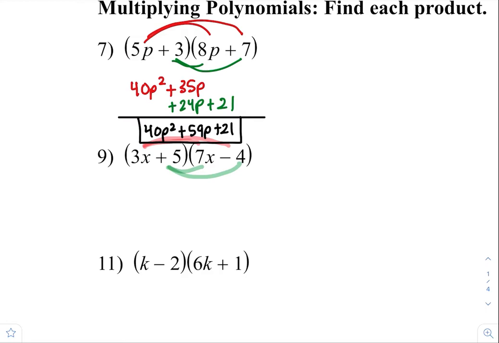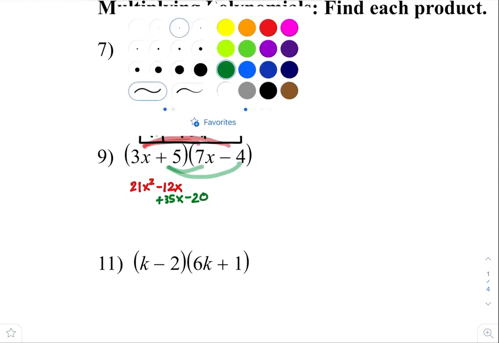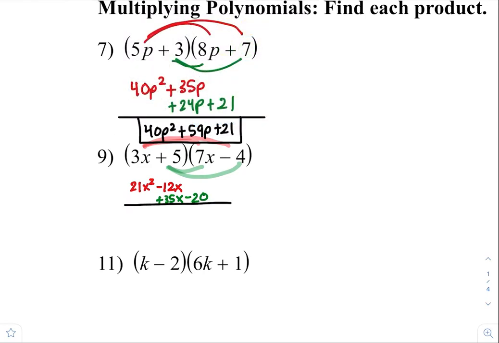So distribute, 3x times 7x is 21x to the 2nd. 3x times negative 4, negative 12x. 5 times 7 is a positive 35x, and 5 times negative 4 is negative 20. So, combine like terms, so 21x squared, negative 12x plus 35x is plus 23x minus 20.